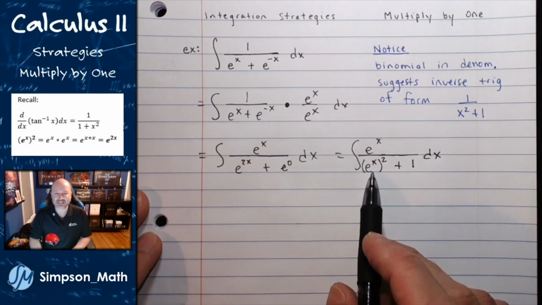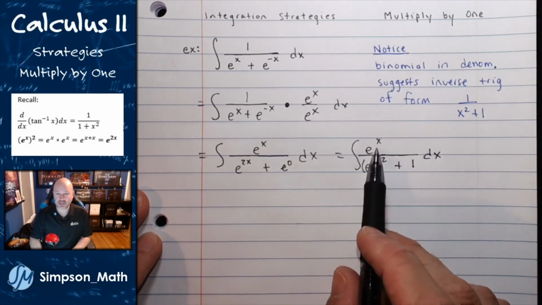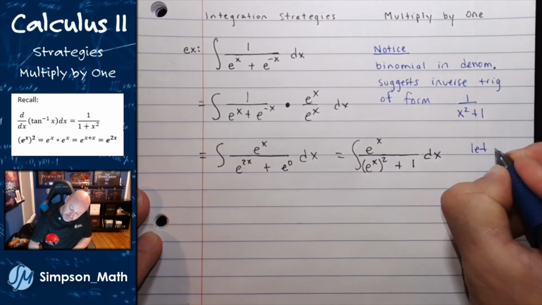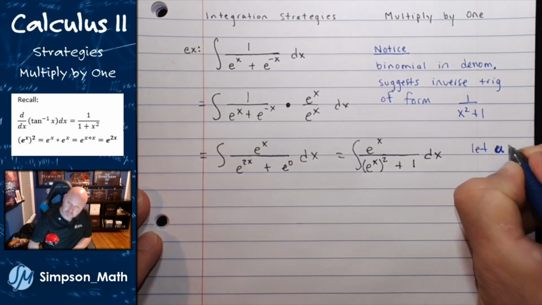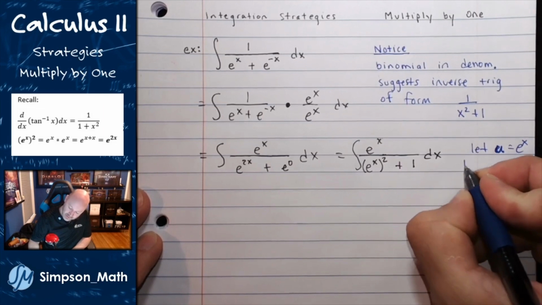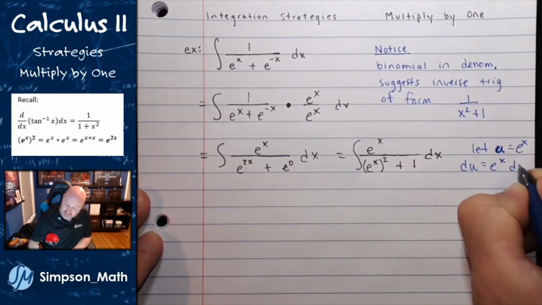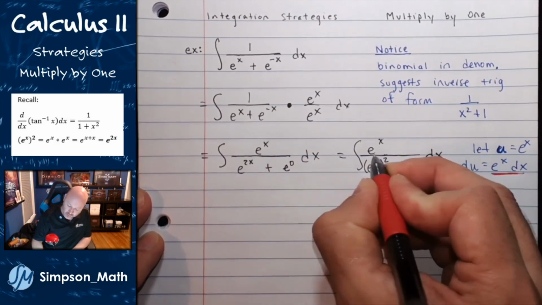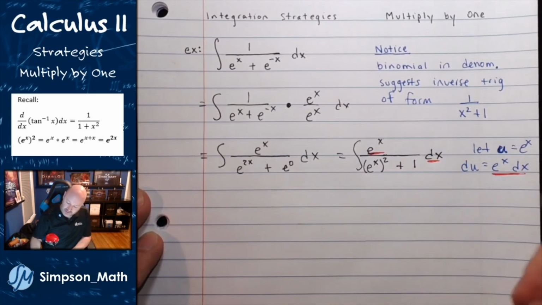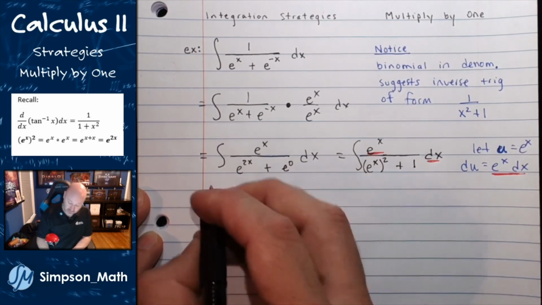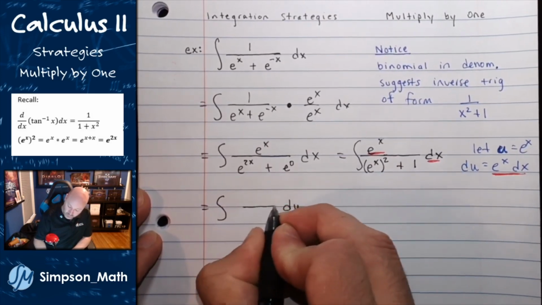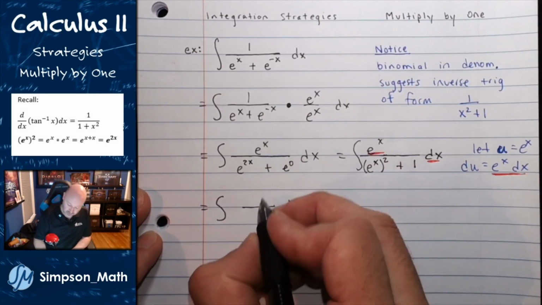If I let e to the x be u, then du is sitting there, and I have 1 over u squared plus 1. So I'm going to let u equal e to the x, then du equals e to the x dx. And we have e to the x dx in that numerator position. We have e to the x being squared. So I'm going to now substitute, rewrite all these x's in terms of u. All of that is du. Down below, I have u squared plus 1.